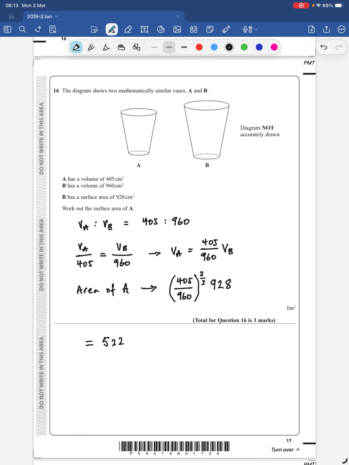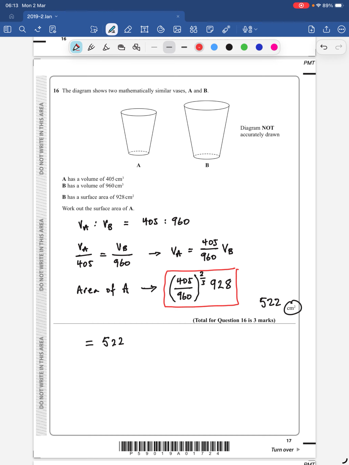It's given me the unit centimetres squared, so if I put that there I wouldn't need to write the unit, and that's the answer. So all this first bit you don't actually need. This bit here alone will give you full marks.